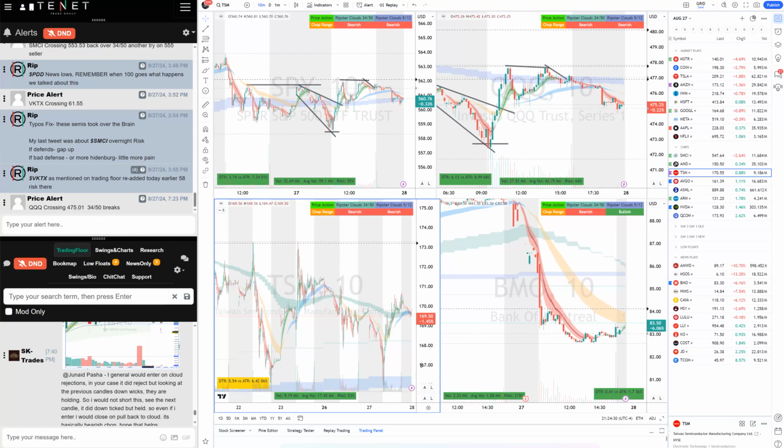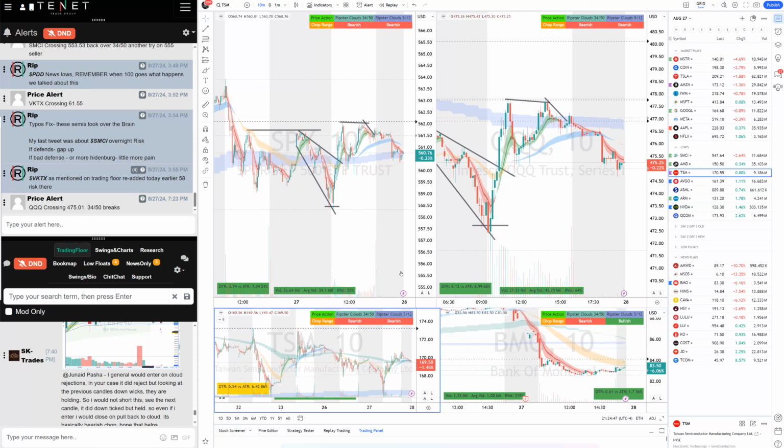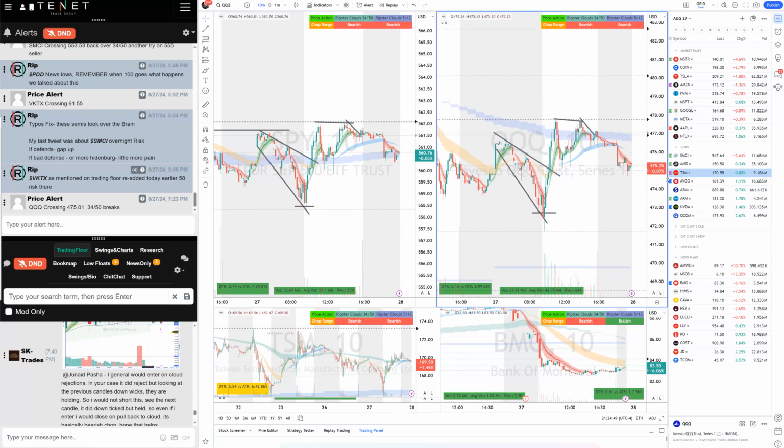So, anyways, let's start with the first play of the day. We're going to quickly go through our SPY QQQ trade. How did we handle SPY QQQ today?